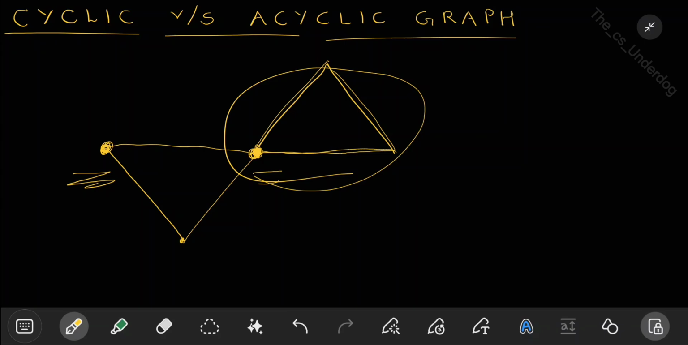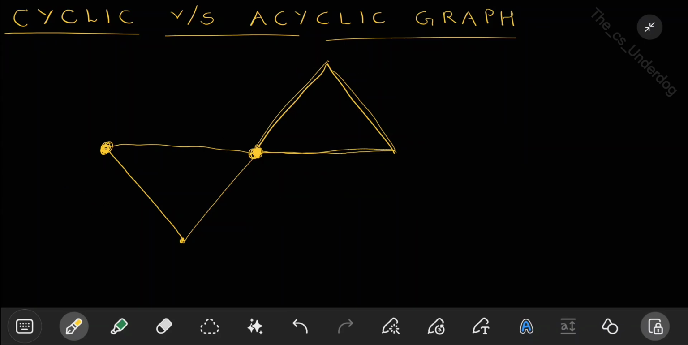So in case of cyclic, we have to discuss the direction of the graph as well. That is, there can be cases of directed cyclic graph and also undirected cyclic graph. In this case, whatever we are seeing here, this is an undirected cyclic graph. There is no particular direction. But there can also be a directed cyclic graph. In that case, the edges will have direction like this.